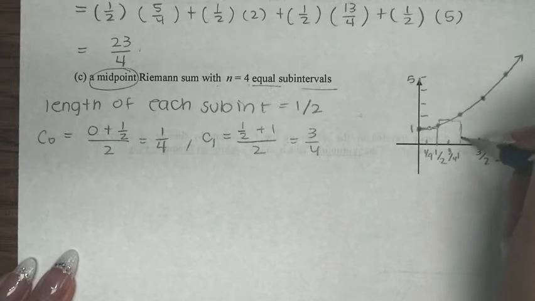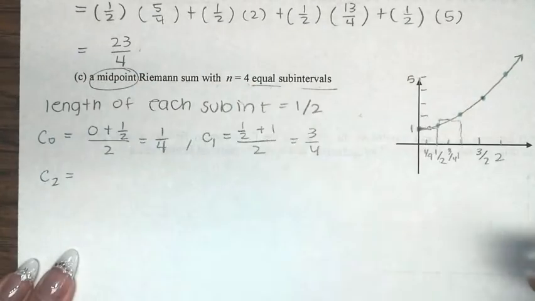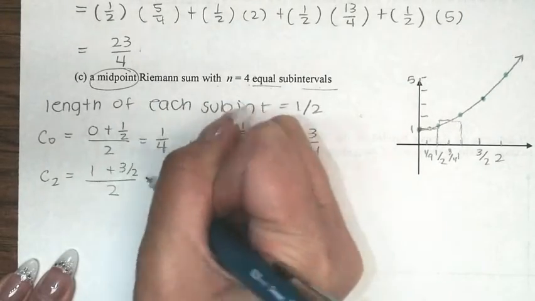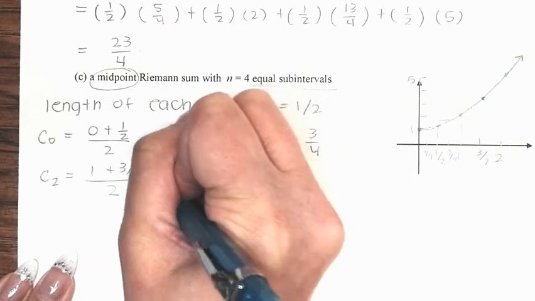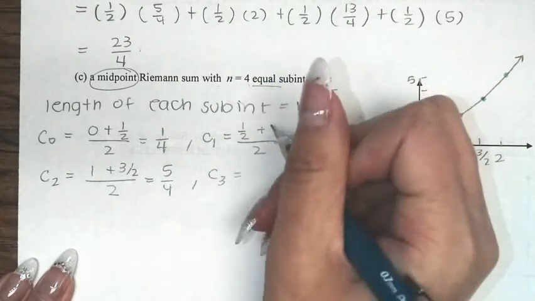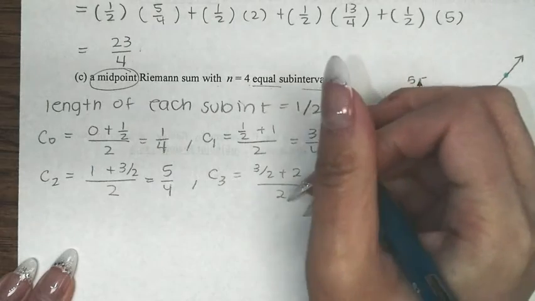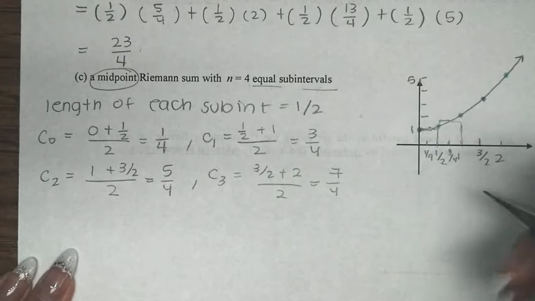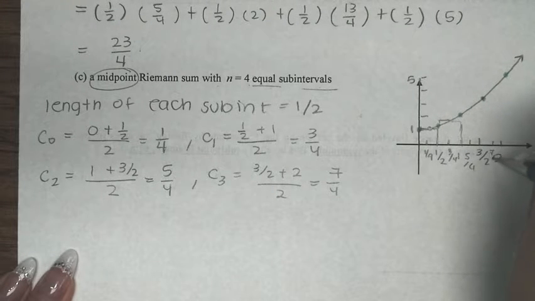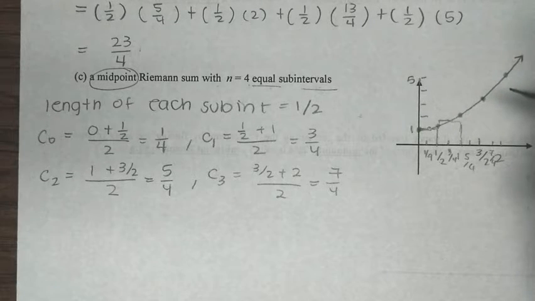You see it? Okay, then you have that the third midpoint that we have over here is going to be 1 plus 3/2 divided by 2, which we know that it's going to be 5/4. And similarly, you have that the last one is going to be 3/2 plus 2 divided by 2, which you know that it's going to be 7/4. Okay, so here's your 5/4 and your 7/4 should be here. Okay, so those are going to be the heights that we have.